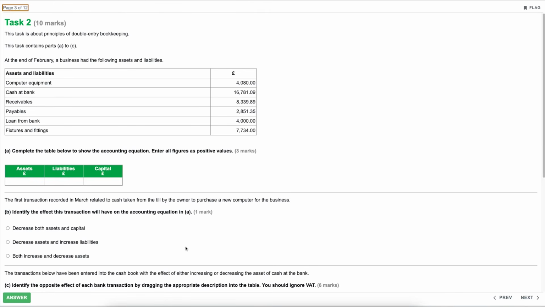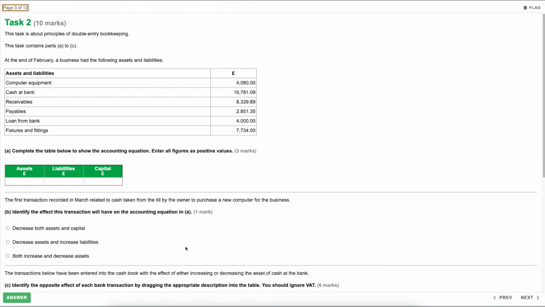Part A then states complete the table below to show the accounting equation. Enter all figures as positive values. And this one's for 3 marks. So obviously 1 mark for each correct box. So the accounting equation, hopefully something that you are familiar with at this stage. But if you're not, definitely something to go back and have a look at.